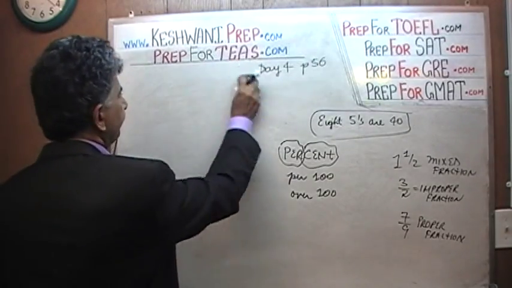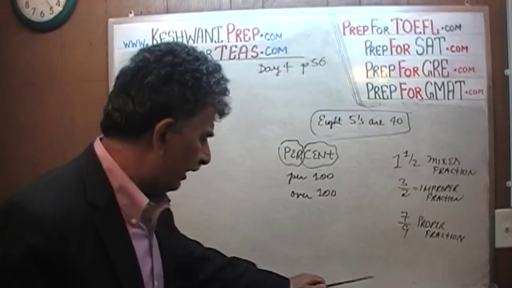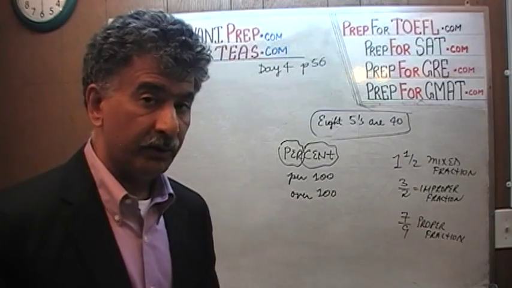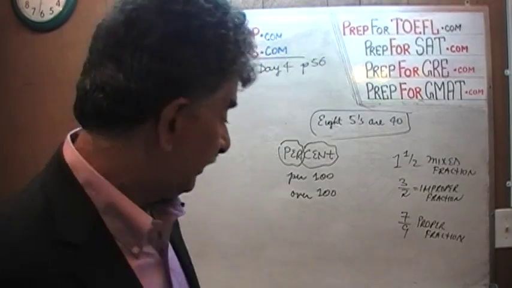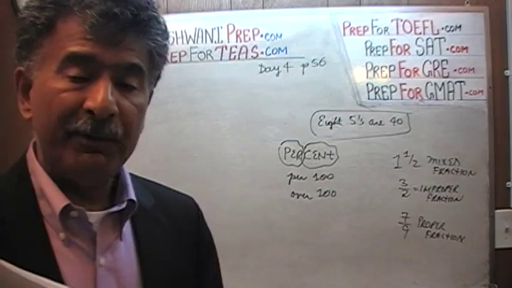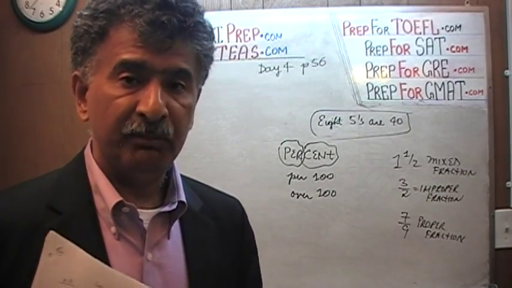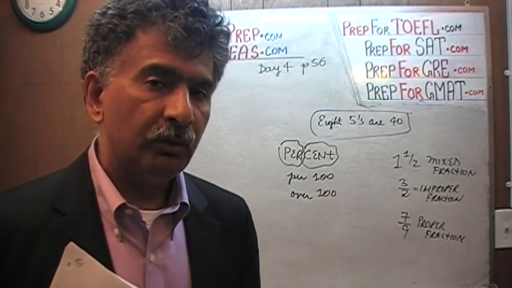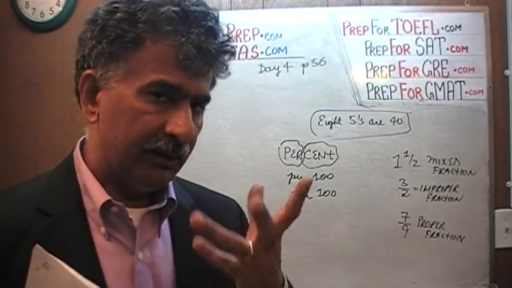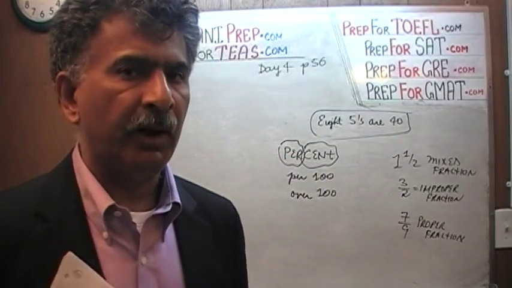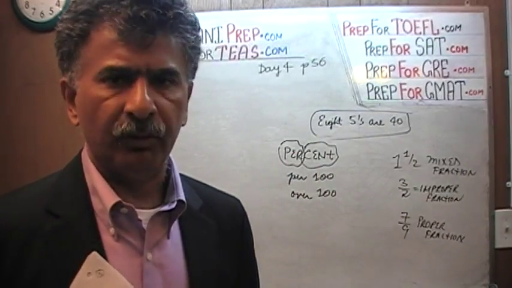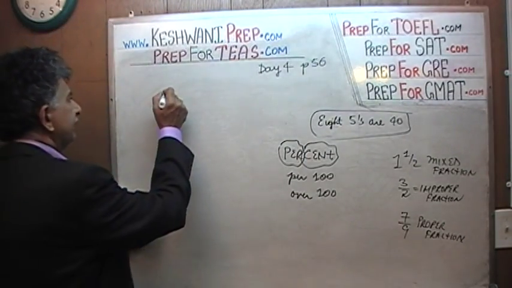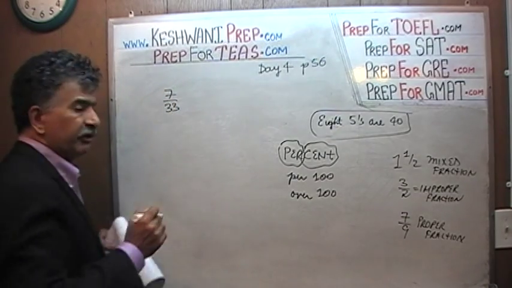Remember, your job is to convert the bottom into 100 or as close to 100 as you can. It does not have to be exactly 100. It has to be as close to 100 as possible, because this exam is a multiple choice exam. You don't have to be so precise. If you're close enough, that's good enough. You just want to get a ballpark idea so that you can figure out what the wrong answers are. That's all.